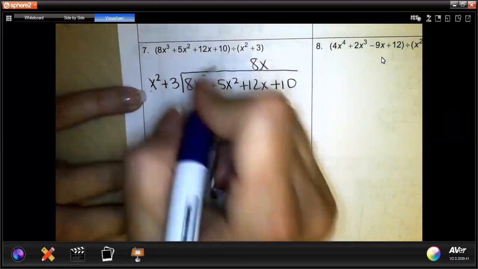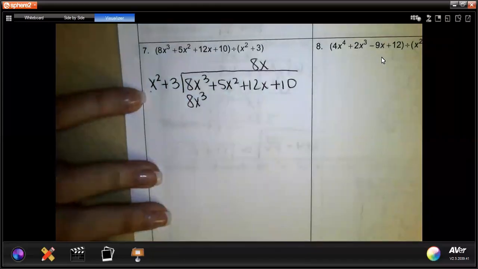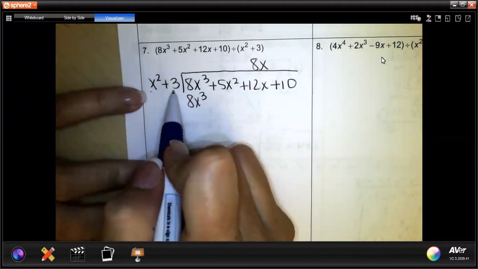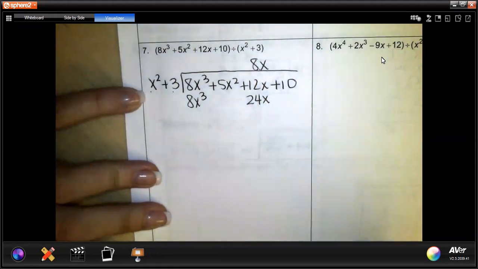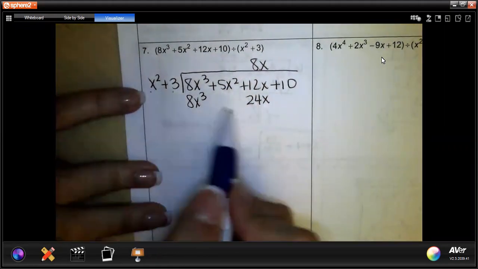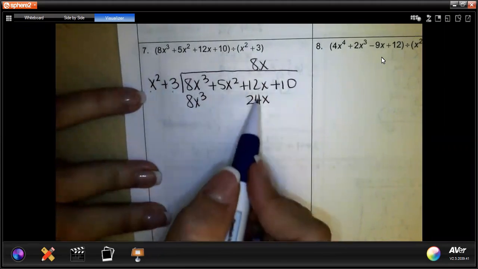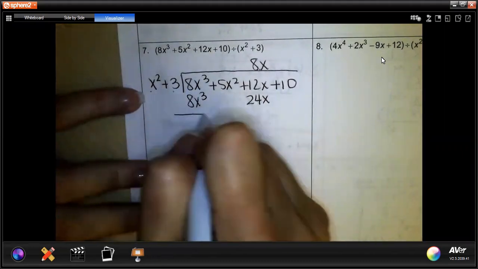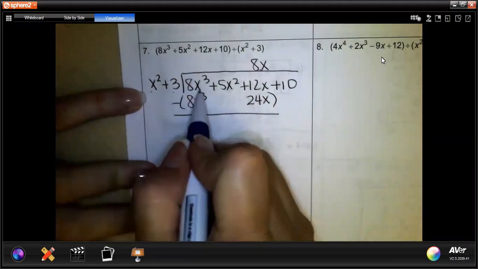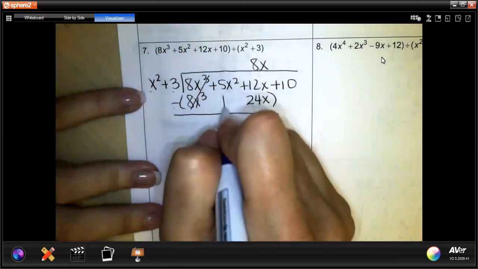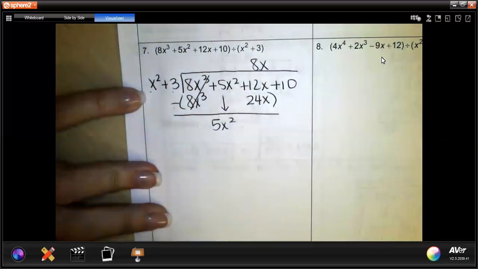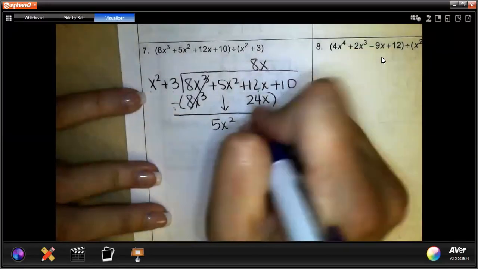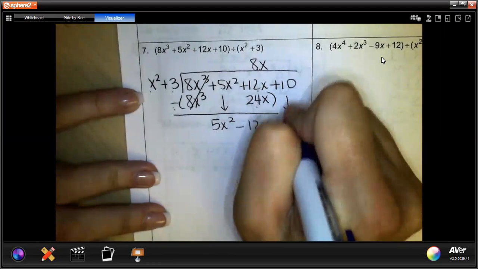8x times x squared gives us 8x cubed. 8x times 3 gives me 24x. I'm going to want to line that up with the x value. Since we didn't have an x right here, nothing ended up right here. That's okay. You want to keep the things lined up though, because remember when we add and subtract, we are combining like terms, so we can only combine the ones that are like ones. So 8x cubed minus 8x cubed is 0. This one would just come down, or you can think about subtracting 0 from it. It's going to be the same thing. And then 12x minus a 24x gives us a negative 12x. And then our 10 comes down.